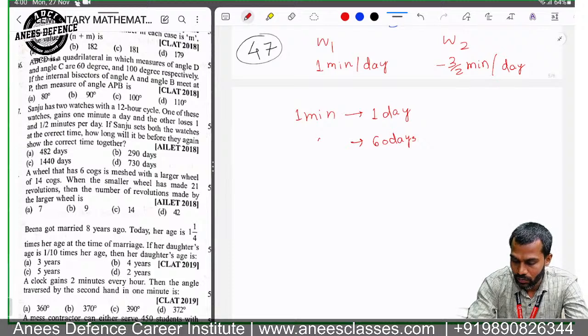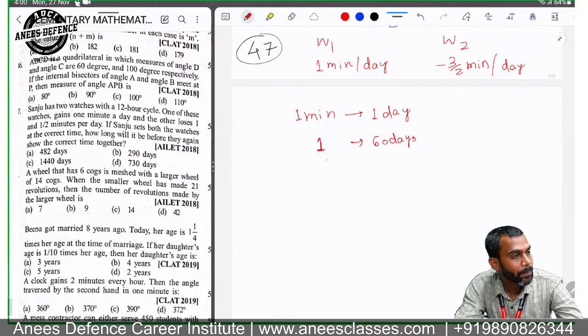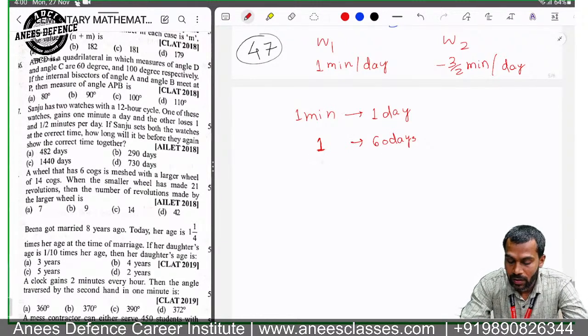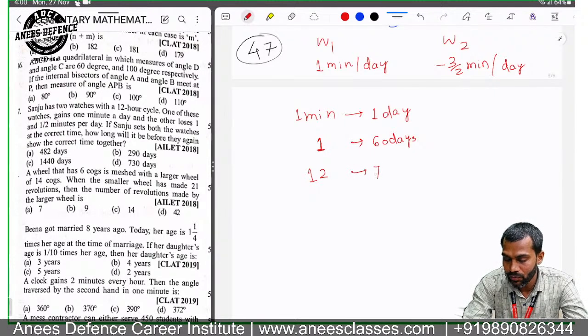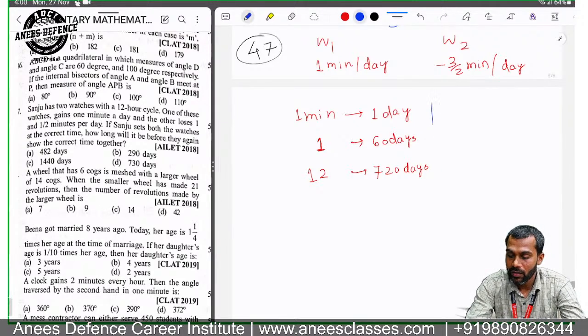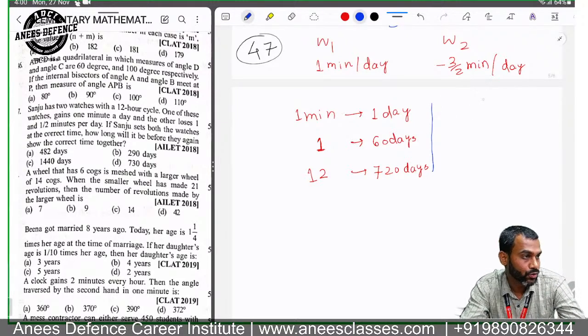So if the watch has to be faster by 1 hour, it will need how many days? 60 days. Now for 12 hours, because this is a 12-hour clock, we don't have to worry about AM PM. Yes or no? So 12 into 60, that is 720 days. Yes or no? Similarly, the watch is lagging too.